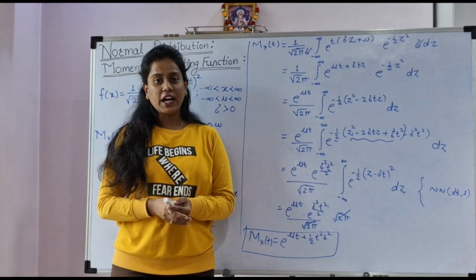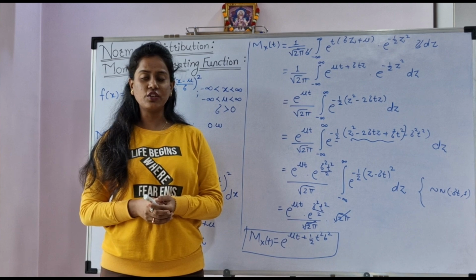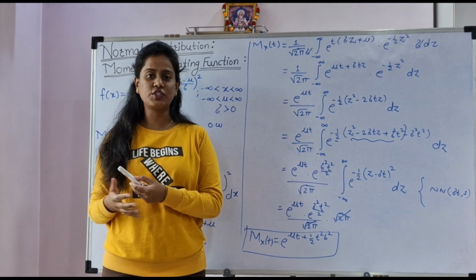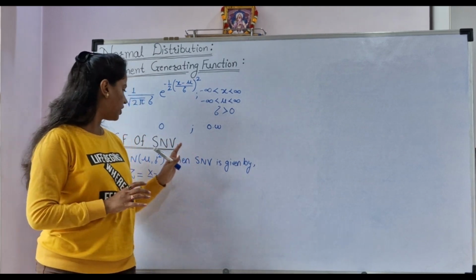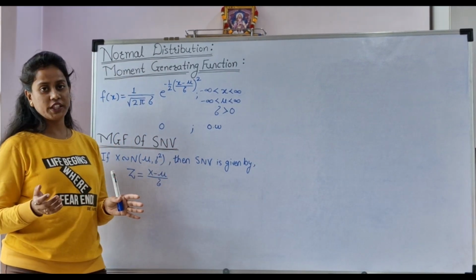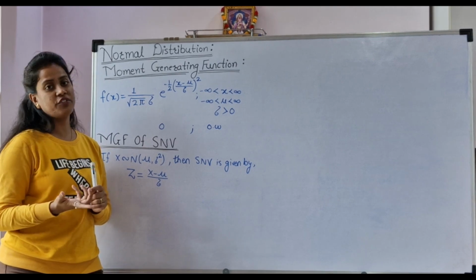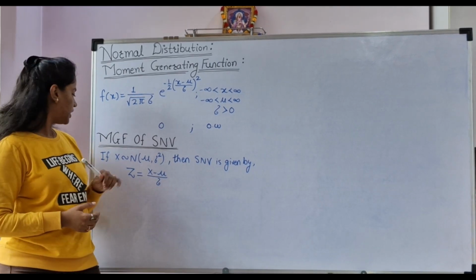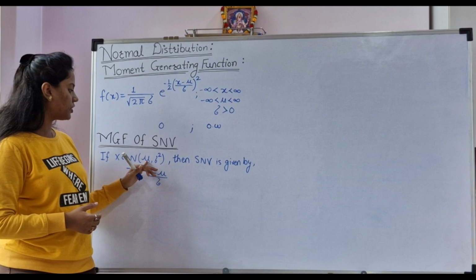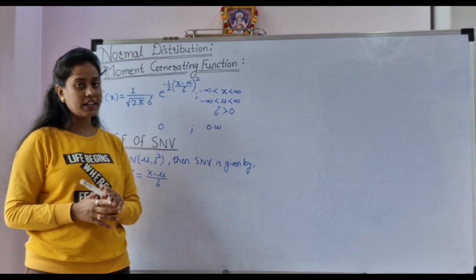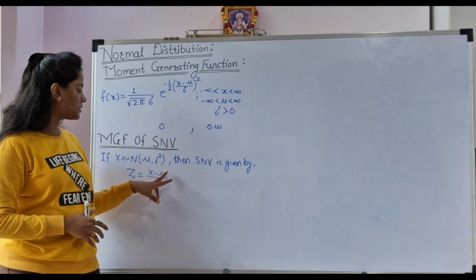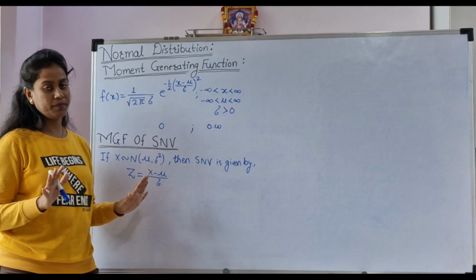Now we will find the moment generating function of a standard normal distribution. We want to find the moment generating function of a standard normal variate. First of all, how do we define a standard normal variate? If x follows normal with mean mu and variance sigma square, then we define the standard normal variate as z equals x minus mu by sigma.